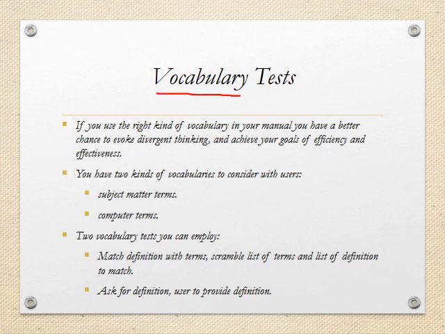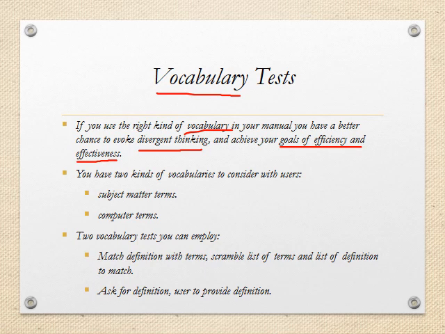Vocabulary test. If you use the right kind of vocabulary in your manual, you have a better chance to evoke divergent thinking and achieve the goals of efficiency and effectiveness. In general, one of the keys to documentation success is to use a good vocabulary or the right kind of vocabulary. Vocabulary that can be familiar for the users, can be understood by the user, and not ambiguous. This will help us to achieve our goals of efficiency and effectiveness.